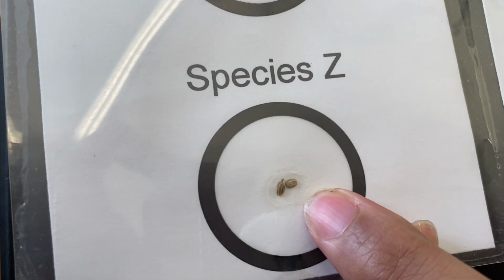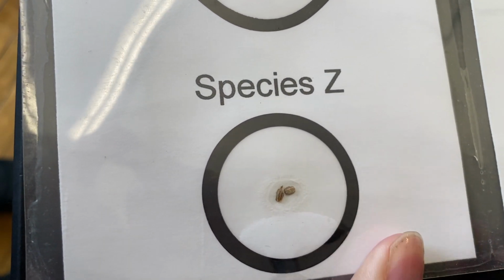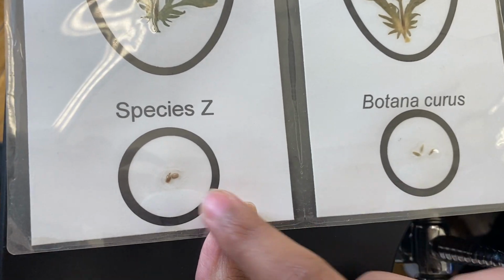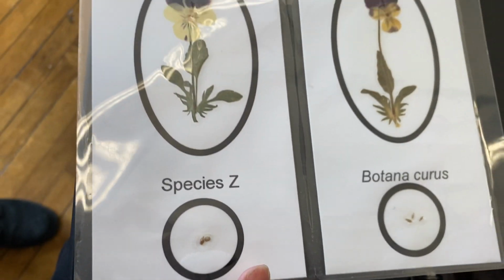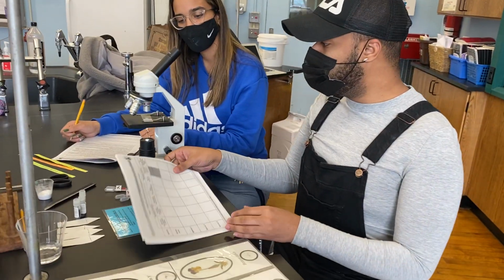Now, if you look at species Z, these are also flat. They look like they could be a little longer, and they're very similar in color to the Botanicurus. Once again, the seeds in species Z look much more similar to one another than those of species X and species Y, all right?